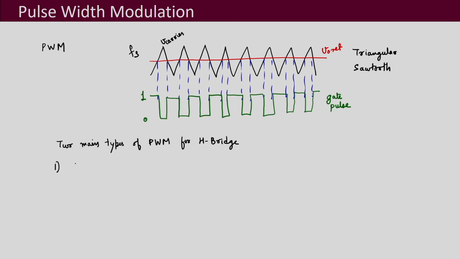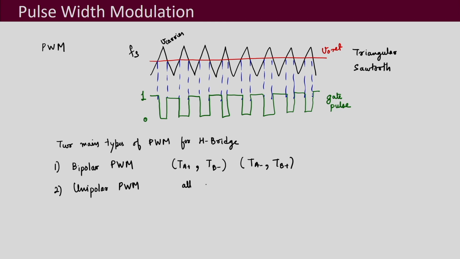One is called bipolar PWM, and it uses these two combinations, the diagonal ones, TA plus and TB minus, and TA minus and TB plus. These two switching combinations only it uses, and is called bipolar PWM. And there is another one which is called unipolar PWM, and it uses all 4 switching combinations.